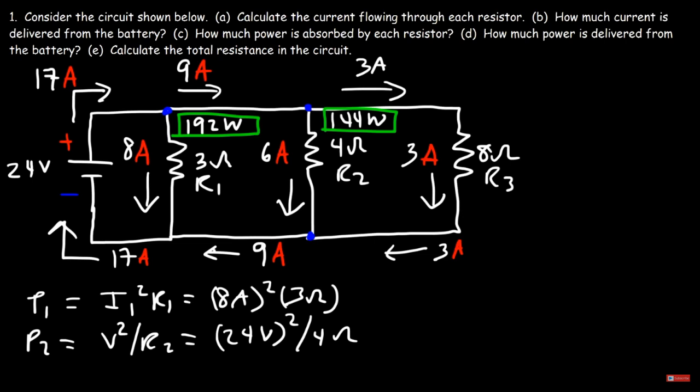Now for the last one. So P3 is going to be, we use voltage times current. There's 24 volts across it. The current that flows through it is 3 amps. So then 24 times 3, that's 72 watts.